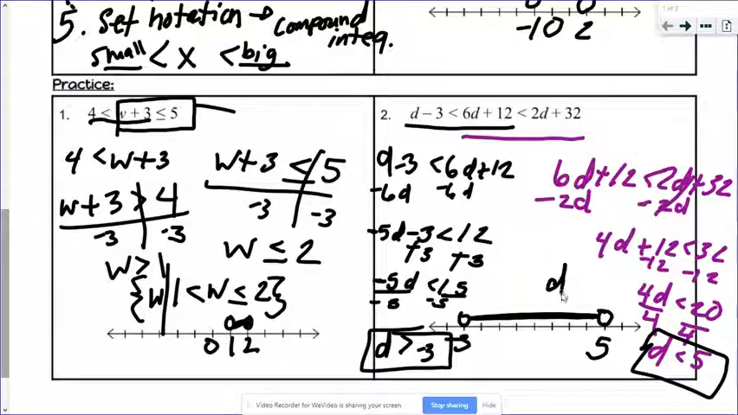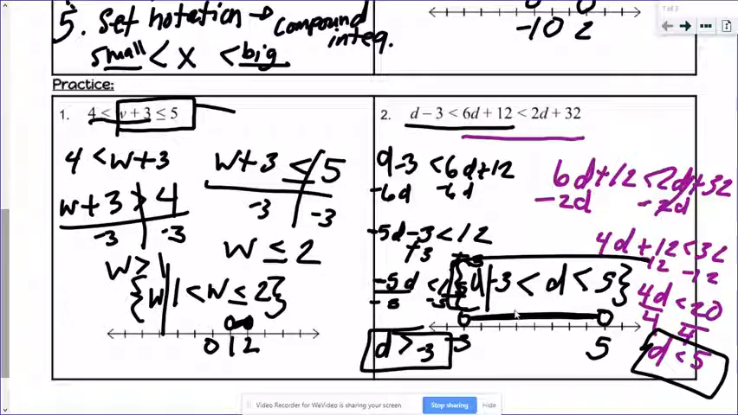The variable is in the middle. 5 is my big number. -3 is my small number. I can look at this inequality over here and it's the same order, so that's going to go this direction. When I look at this inequality, the variable was first. When I look over here, -3 is first, so I have to flip my direction. Draw your line and your variable and your squiggly bracket, and that is your final answer.